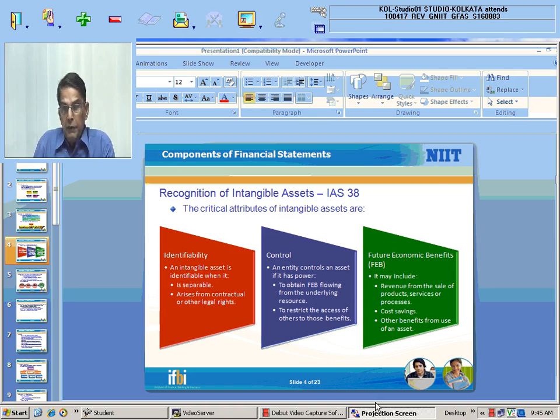And future economic benefits should flow to the entity. This may include revenue from the sale of products, services or processes, but also includes cost savings or other benefits from use of an asset, like use of intellectual property can reduce operating costs rather than produce revenue. So that is also an economic benefit.